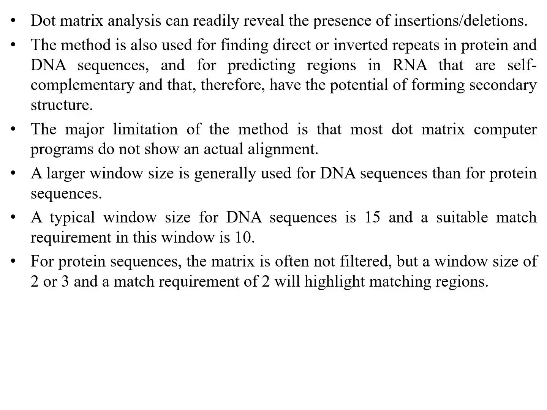Generally, dot matrix analysis can readily reveal the presence of insertions and deletions. You can simply look at the dot plot and easily see where there isn't a possibility of finding a diagonal. There could be a gap right at the center or somewhere, and that region specifically tells us that there is a deletion or an insertion in the other sequence. Due to the simplicity of this method, it is also used for finding direct and inverted repeats.